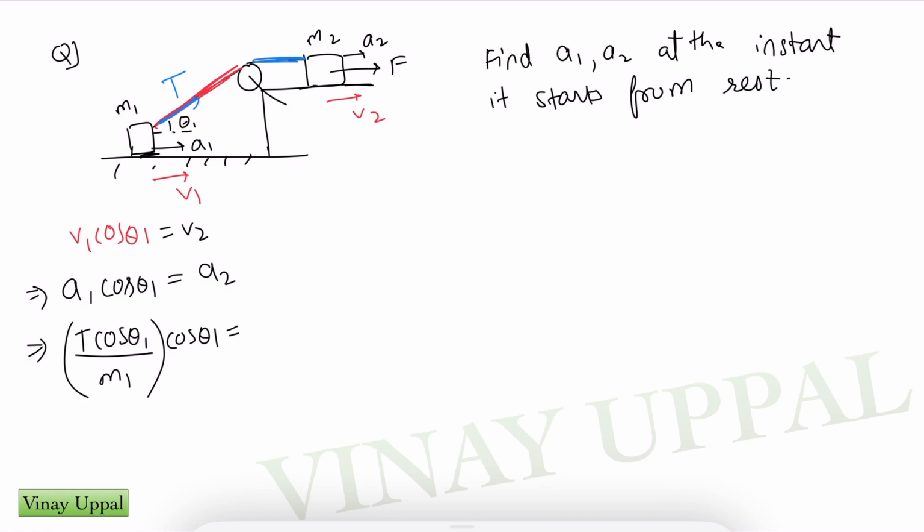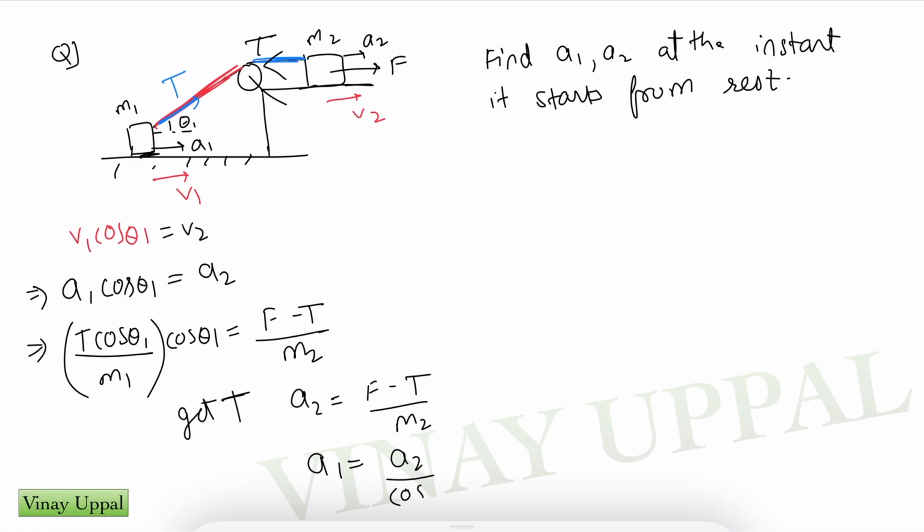And what about A2? A2 has a tension force acting to the left and external force F. So F minus T divided by M2. So from this equation you will get tension T, and once you have tension T, A2 will simply be F minus T by M2, and you can get A1 as simply A2 by cos theta. So this is how you will get A1 and A2.